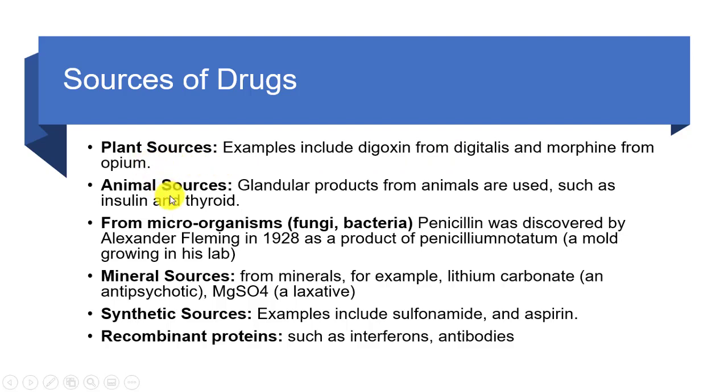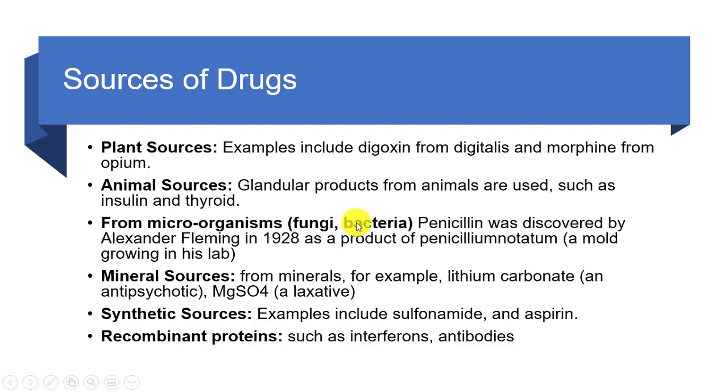And if I talk about animal sources, we have very different glandular products which are derived from animals, such as insulins and thyroids. Insulin can be derived from animals, and thyroid can also be derived from animal products. Another drug I would like to mention is albumin, which is used in chronic liver disease patients. These patients have liver disease, therefore they do not produce the albumin which is essential to the body. So albumin is used to treat these patients, and it is also derived from animal sources.